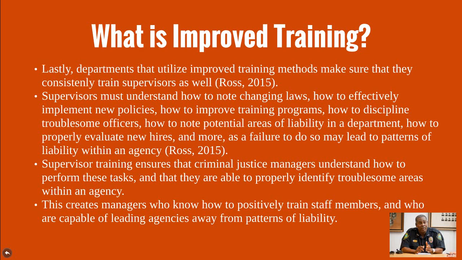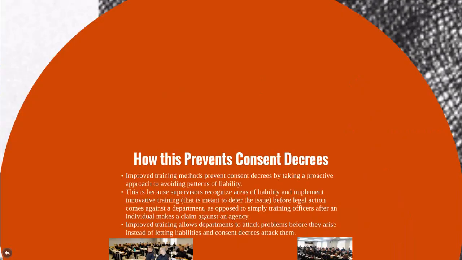Supervisor training ensures that criminal justice managers understand how to perform these tasks and that they are able to properly identify troublesome areas within an agency. And this really creates managers who know how to positively train staff members and who are capable of leading agencies away from patterns of liability and consent decrees.